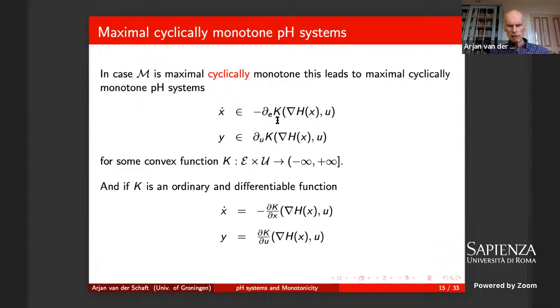So this is corresponding to what you can call a multi-valued map. So here we take the partial subdifferential with respect to the first component, E, and here we take the partial differential with respect to the second component, U. And of course, if k is an ordinary differentiable function, then we have this nonlinear system class, which is being specified basically by two functions. So this convex function k, together with a Hamiltonian h.